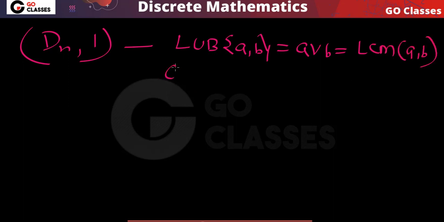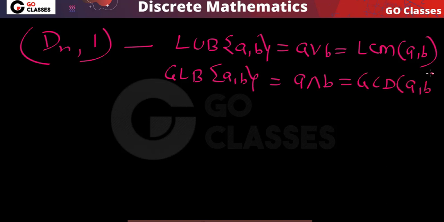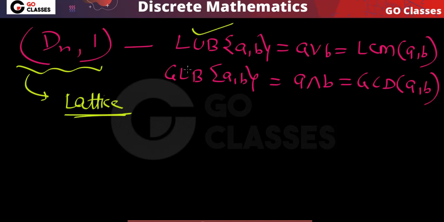Okay, and if I ask you what is GLB of A, B, meaning if I ask you A and B, then that will be the GCD of A, B, greatest common divisor of A, B. Okay, so this is the idea. So this is a lattice because for every two elements, we have LUB, we have GLB. So this is definitely a lattice.